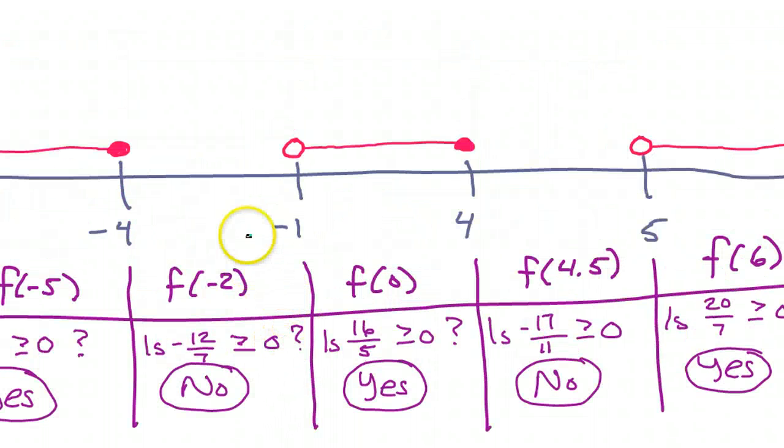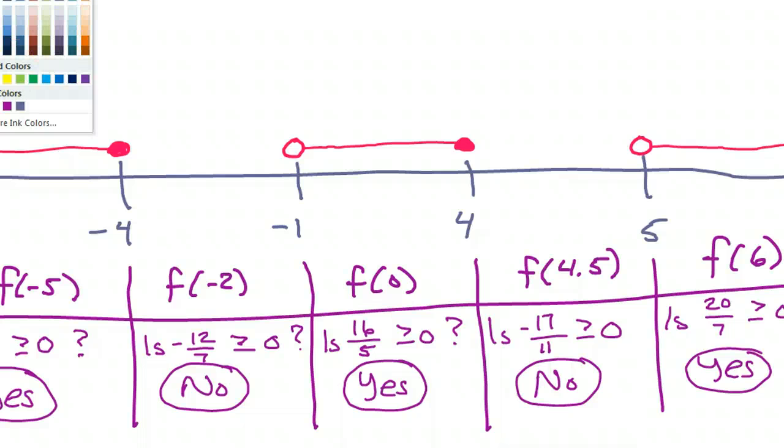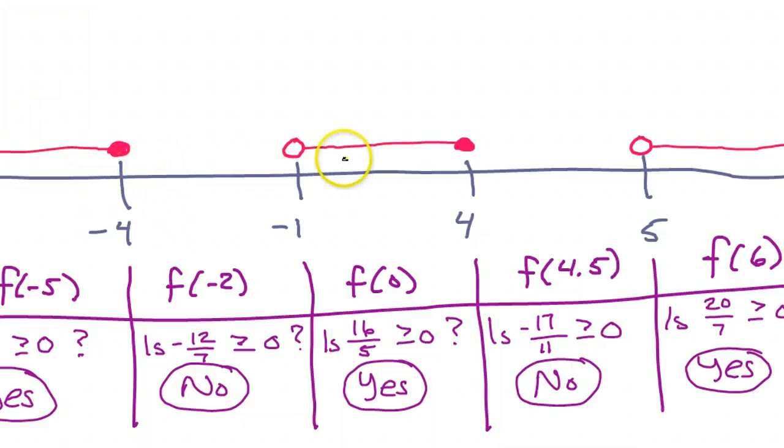Now we need to sew this up with some interval notation. There are 3 parts. Starting with this part, it's coming in from negative infinity and going all the way up to negative 4. See how that's a solid circle, a filled-in dot? We're going to use a bracket to show that the negative 4 is included.